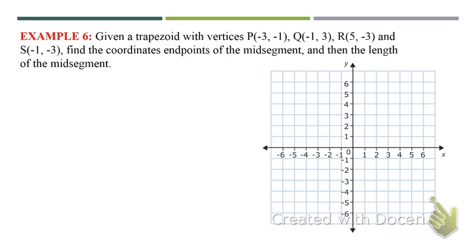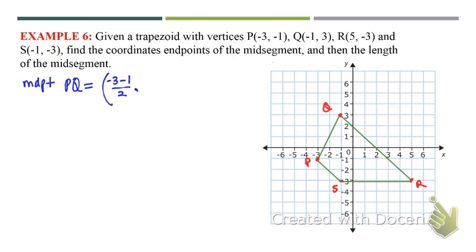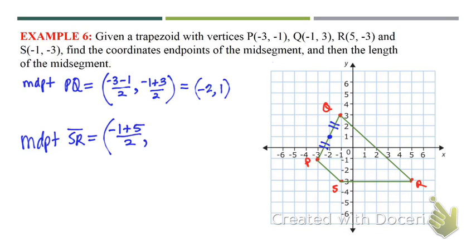Okay, given a trapezoid with these vertices, find the coordinates of the endpoints of the mid-segment, and the length of the mid-segment. So first thing you want to do is plot. Always we're going to plot. And then we want to find the midpoint of those legs. So we know the midpoint formula already, so we're just going to plug it in. And I'm going to find the midpoint of the other leg, which is SR, using the midpoint formula that you already know. And then I can connect them.